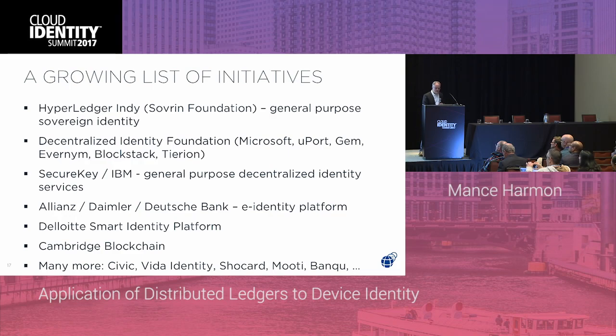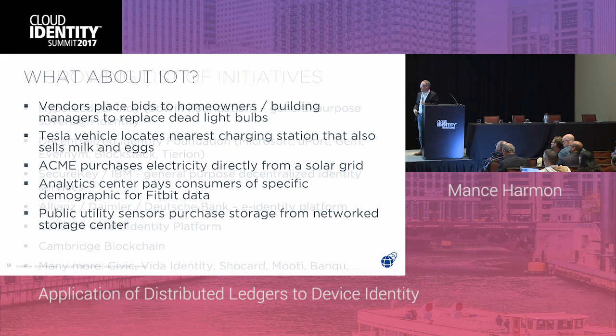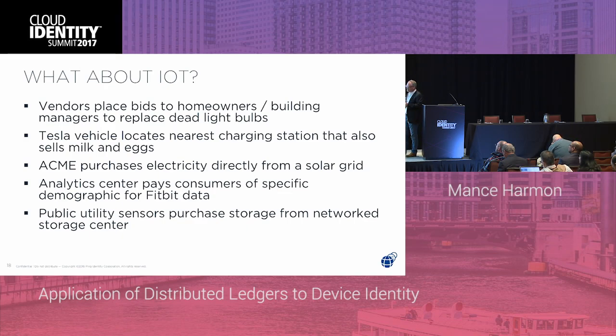Okay, what's this got to do with IoT? Let's talk about IoT use cases. Here are a few. So vendors place bids to homeowners and building managers to replace dead light bulbs. Wouldn't it be nice if when my light bulb goes out in my house, I don't have to do anything? Automatically, some number of vendors that I've chosen bid on the opportunity to replace that light bulb. Sort of a reverse auction process.